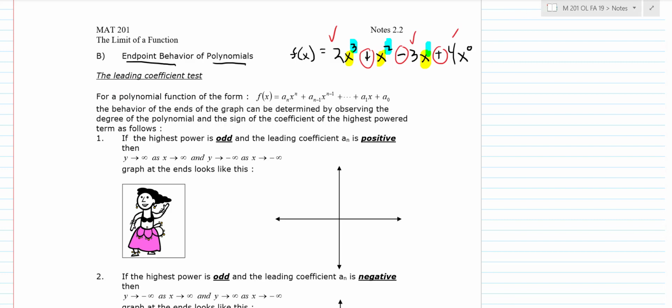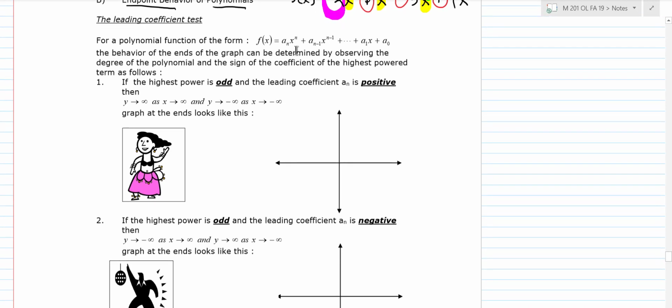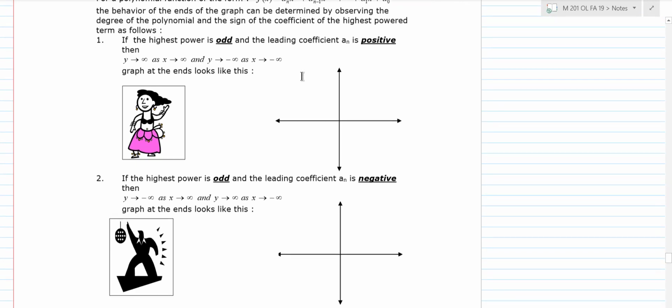Now, the leading coefficient is this thing right here. It's basically the number in front of the highest power. That tells you that you only have to look at 2 things. You look at the highest power, and whether that's odd or even. And then you look at the leading coefficient, whether it's negative or positive. That's what makes a difference. So I'm going to show you all the possibilities down here.